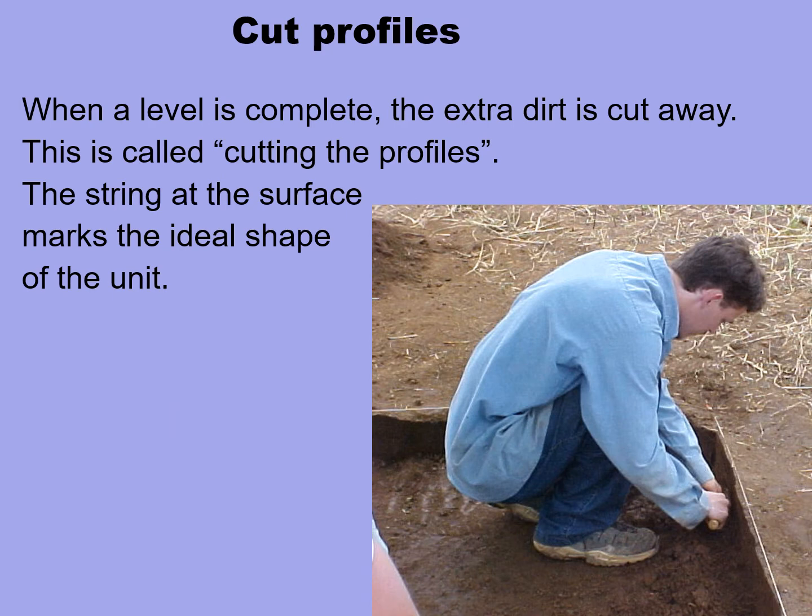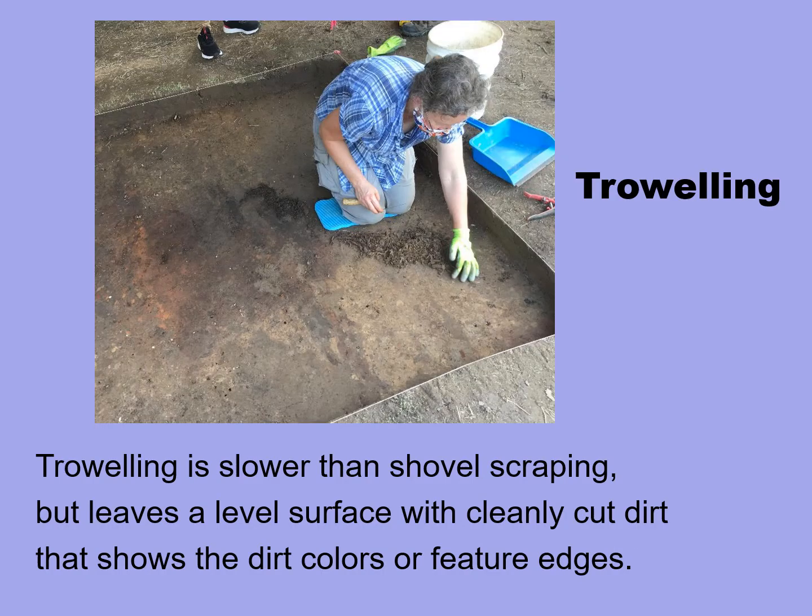When you finish a level, you cut the profile. That is, the extra dirt is cut away from the edges. The string at the surface marks the ideal shape of the unit. Troweling is slower than shovel scraping, but it leaves a level surface with cleanly cut dirt that shows the dirt colors or feature edges.